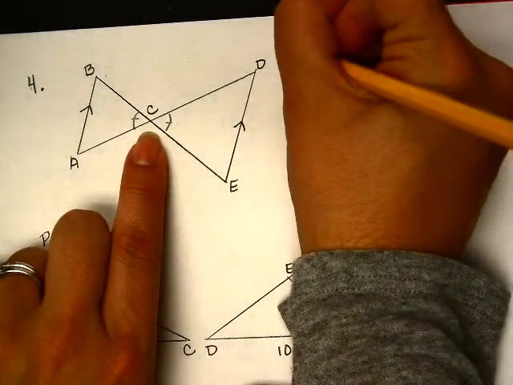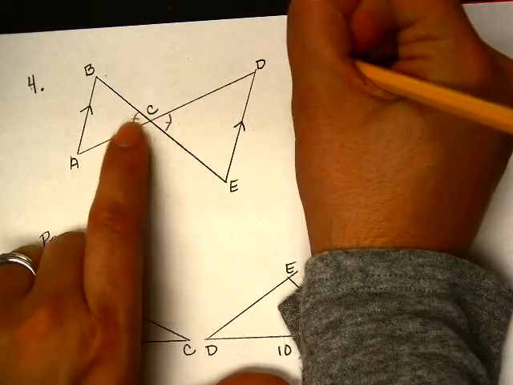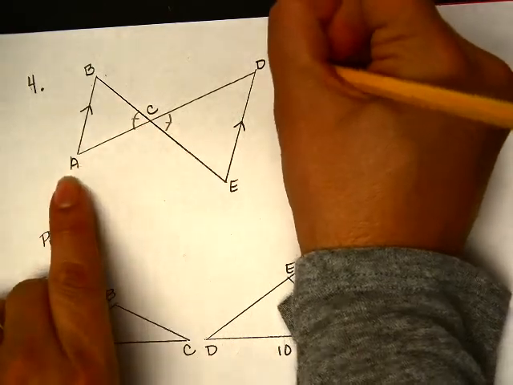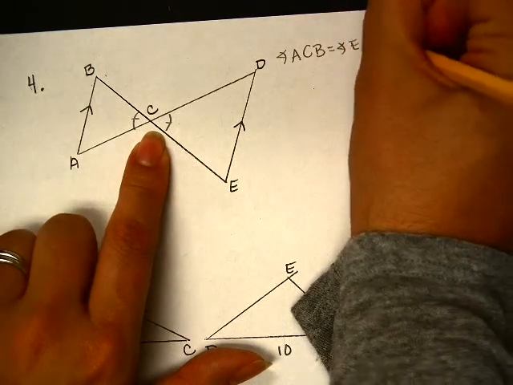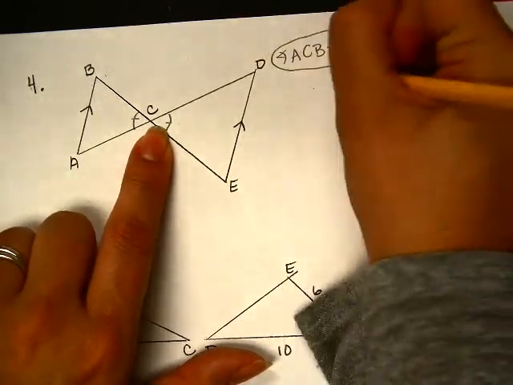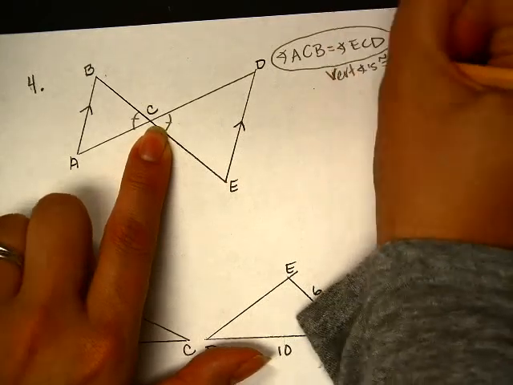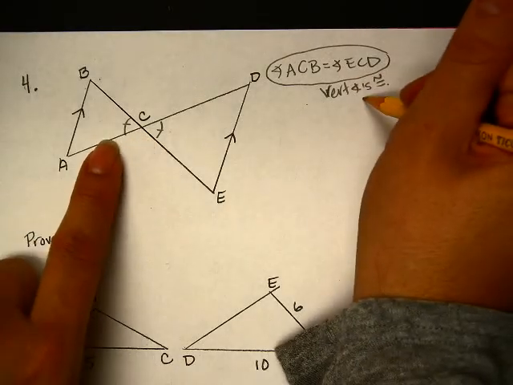But if you did recognize those, you would say not angle C equals angle C because we need to be more specific. We want to know that this one over here is equal to this one over here, so we have to say angle ACB equals angle ECD, and vertical angles are equal. Remember, you have to have the name and the relationship, just like I've been teaching you in chapter 2. So those are two angles.